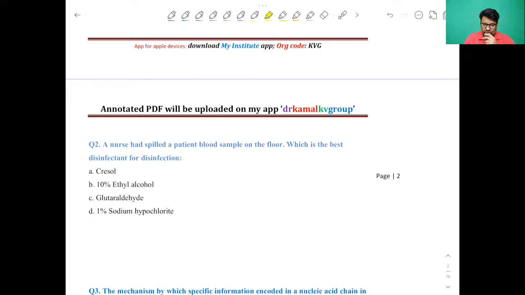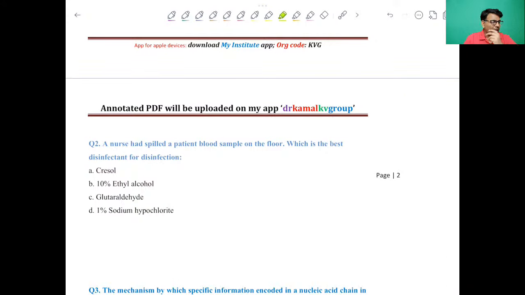Then moving forward to the next question, and here a nurse has spilled patient blood sample on the floor. Now how you will disinfect the floor? So blood sample has been spilled on the floor by mistake. Now we have to disinfect the floor.